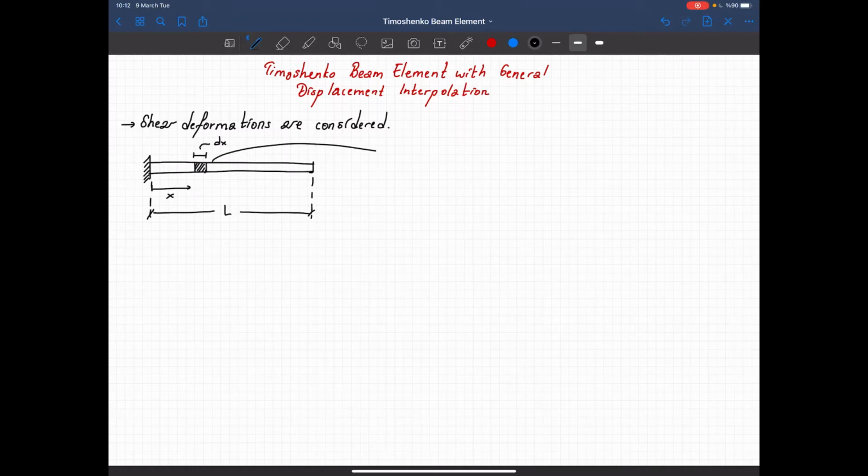And if you remember, let's take this infinitesimal element here. So that's our, I'll just draw the undeformed status here. This length is dx, and according to our definition, the angle change from 90 degrees is defined as our shear deformation. That's the shear deformation.